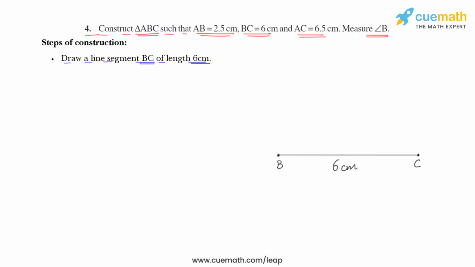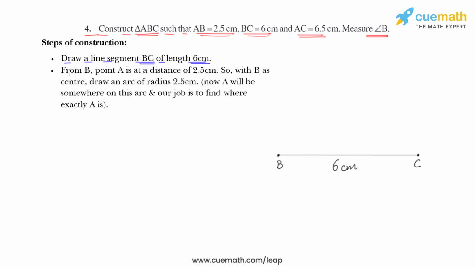Next step. From B, point A is at a distance of 2.5 centimeters. So with B as center, draw an arc of radius 2.5 centimeters, because AB is 2.5 centimeters. So taking B as center and a radius of 2.5 centimeters, draw an arc. It will be like this.